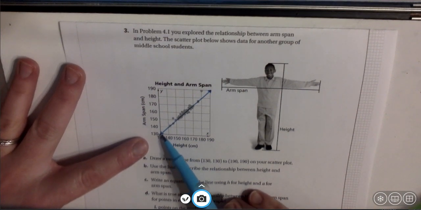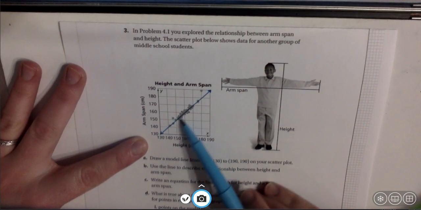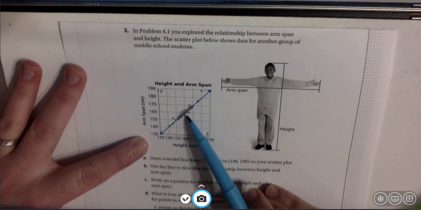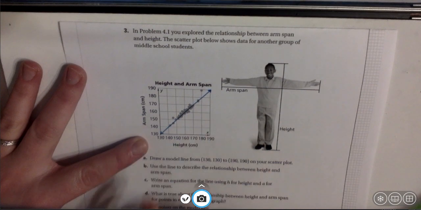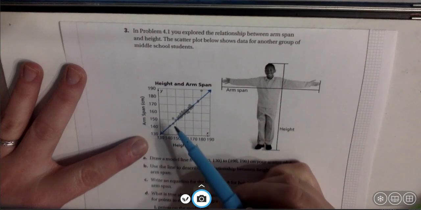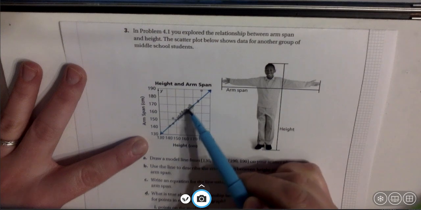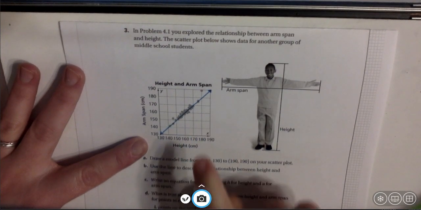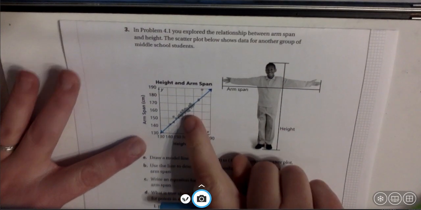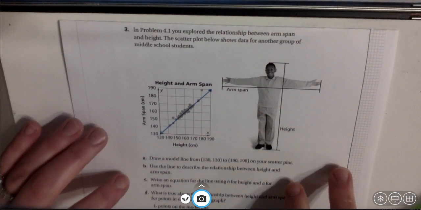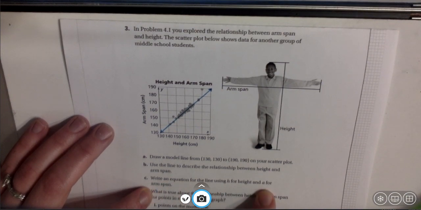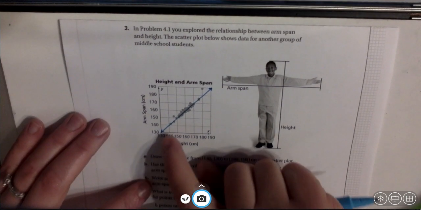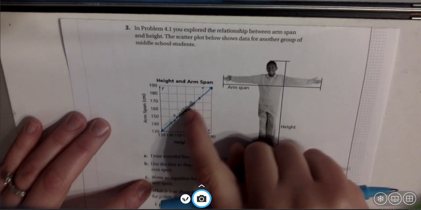All right, so typically a person who lies on this line is a little bit lower than the actual data of people. So it looks like people have just a little bit longer arms than they are tall, given that this line is shifted down from the data just the slightest bit. Now write an equation for this line using h for height and A for arm span. Essentially, what is the equation for this line?